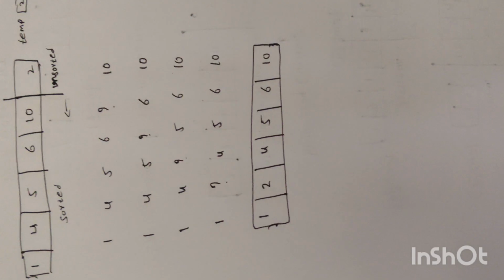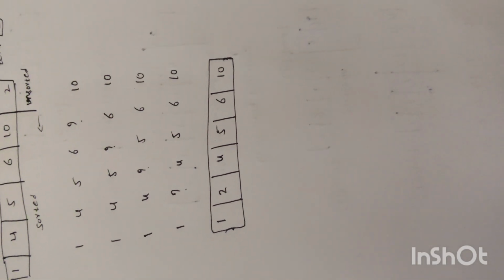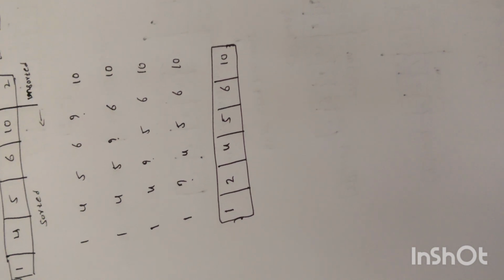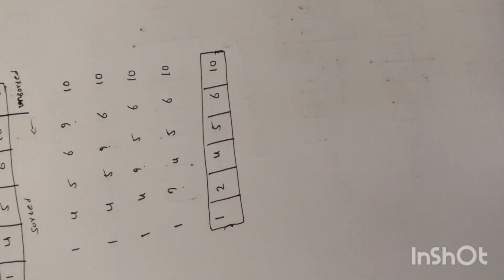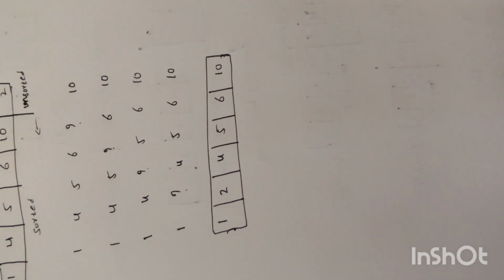So why is this known as insertion sort? See, as you have seen with this working principle, we have just taken one value from the unsorted sublist and we have inserted that value in the sorted sublist. That is why it is known as insertion sort.